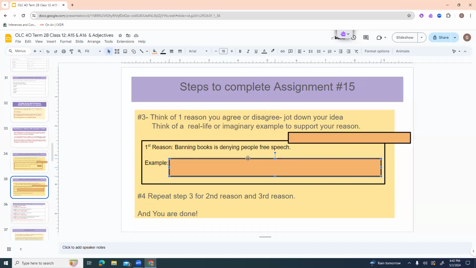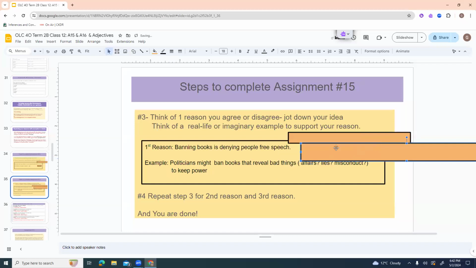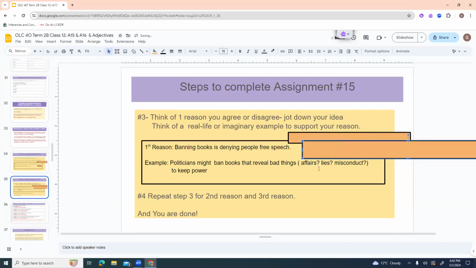Sorry, no, it's my reason, not my example. Then I would give my example here. Politicians might ban books that reveal bad things, such as, I don't know, affairs, lies, misconduct, to keep in power. And so I gave my reason, I gave an example. And then you just keep on doing that for number 2 and for number 3, and then you're done assignment 15. It's really pretty simple.